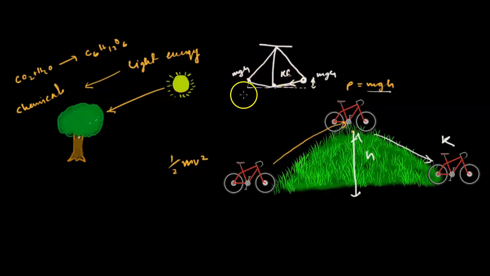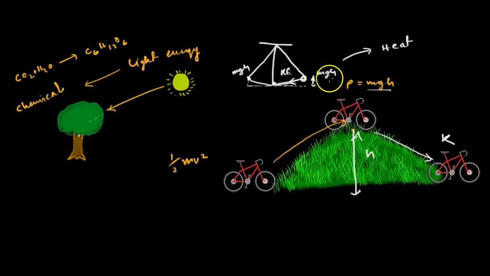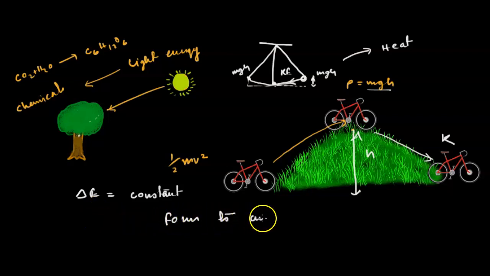Now you might be thinking, but it happens that after some time it stops. It stops because there is friction acting, and it is dissipating the potential and kinetic energy into another form of energy, which is heat energy. So we cannot say that the energy is increasing or decreasing, but rather we can say the total energy remains constant. But yes, energy can change from one form to another form.